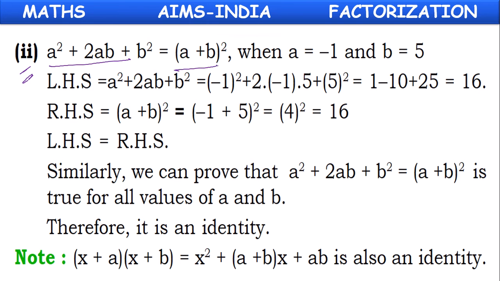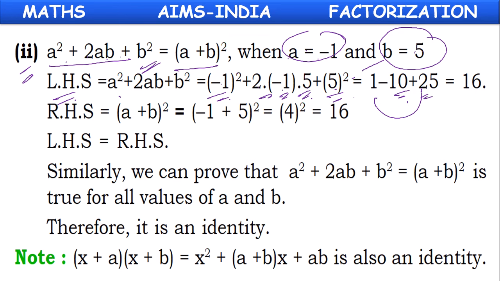Same equation. Now they have taken a equal to minus 1 and b equal to 5. With these values, they are checking the LHS. a square, minus 1 whole square, 2 into a into b, 2 into minus 1 into 5, b square, 5 square. So minus 1 whole square is 1, 2 into minus 1 into 5 is minus 10, 5 square is 25. 1 plus 25 is 26, minus 10 is 16. LHS we have got 16.